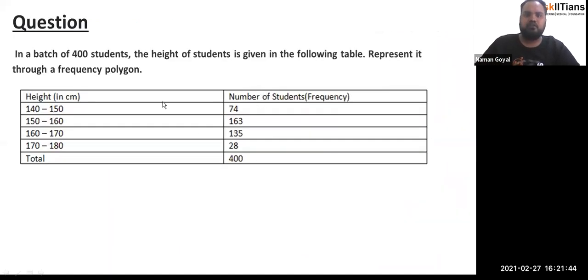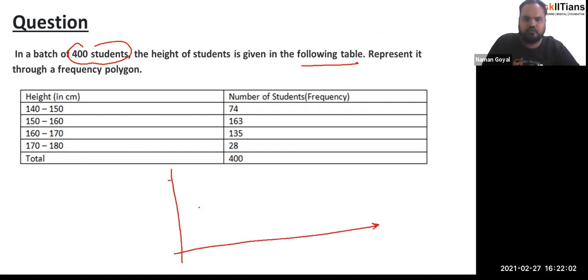Now we have a data: in a batch, 400 students are there. The heights of the students are given in the following table. Represent it through a frequency polygon. For this data, on the x-axis we take height in centimeters and on the y-axis the number of students. The interval starts from 140, but as I told you, we have to take 130 also.